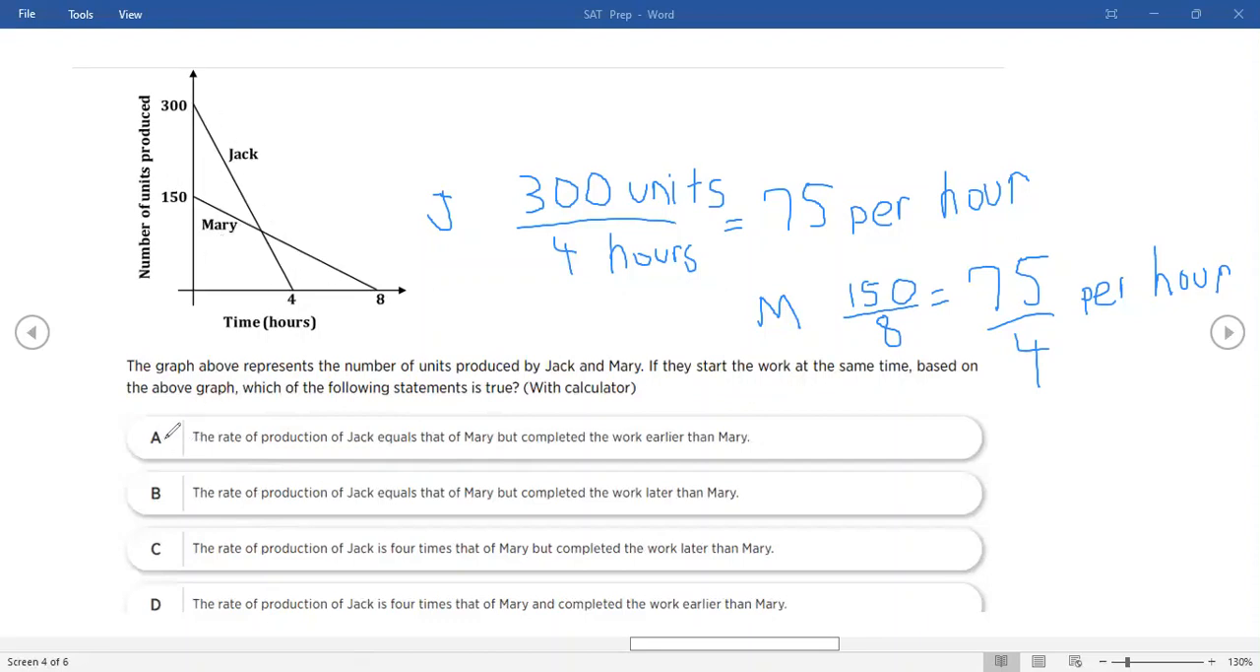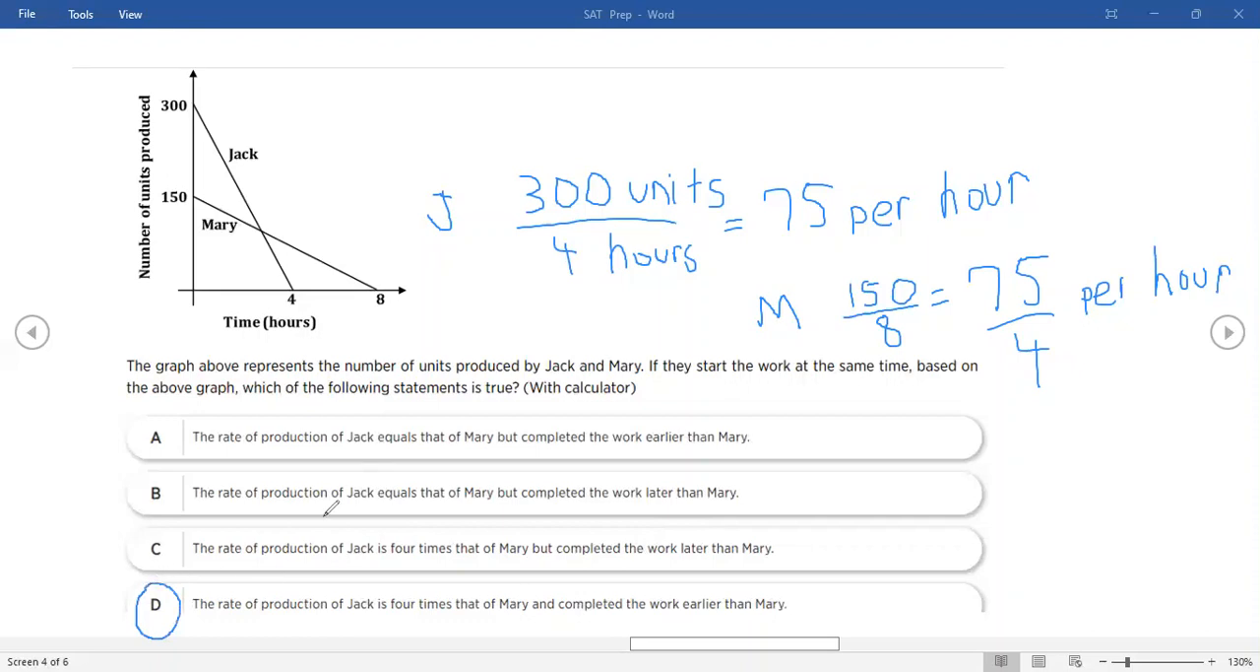So A is ridiculous. If you go on down, look at D. The rate of Jack is 4 times that of Mary. Well, it is, right? 4 times this rate here, 4 times this rate is clearly this rate. Just fraction manipulation there. And he also completed the work earlier than Mary. So the answer is definitely D here.